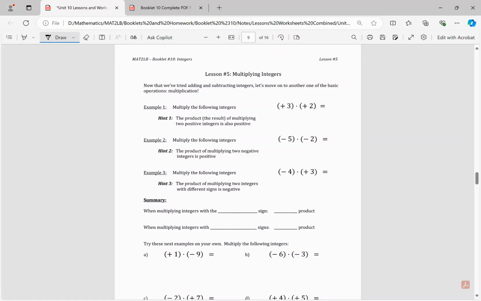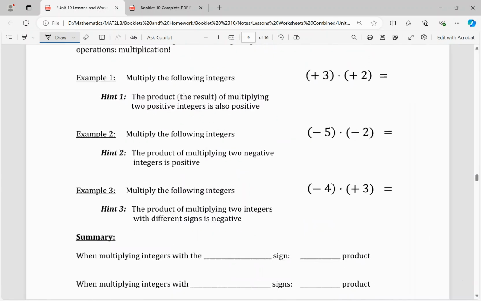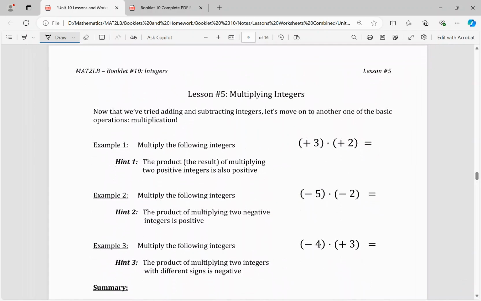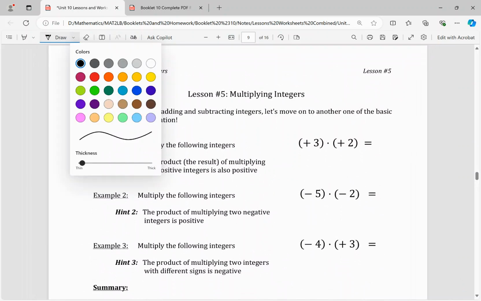All right, everyone. In this lesson, we will be covering multiplying integers. That is lesson number 5 in Booklet 10. Now, if you've been keeping up with my previous videos, then this should be a little bit easier because we've already talked about the rules of multiplying and how the signs interact with each other, right?